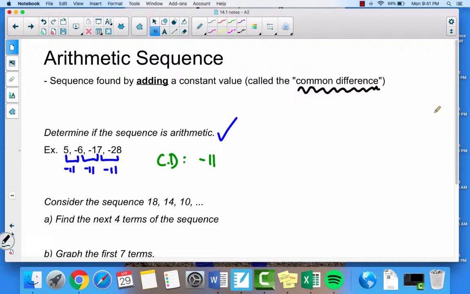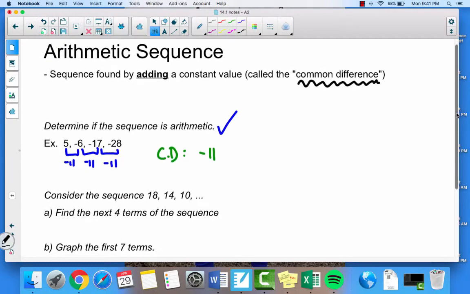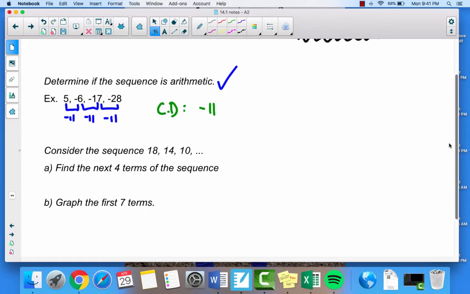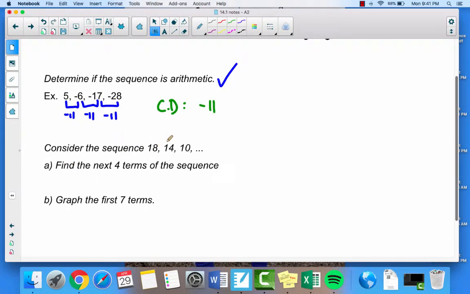Okay? So pretty basic. Just check and see if the number is the same each time, and then you could say yes or no. In this example, it says consider the sequence 18, 14, 10, and then notice it's got the dots, which means it continues. So it says in part A, find the next four terms of the sequence. Before you can find the next four terms, you have to know what the common difference is. So how did we go from 18 to 14 and from 14 to 10? Well, we subtracted 4 each time. So to go to the next term, I'd subtract 4.